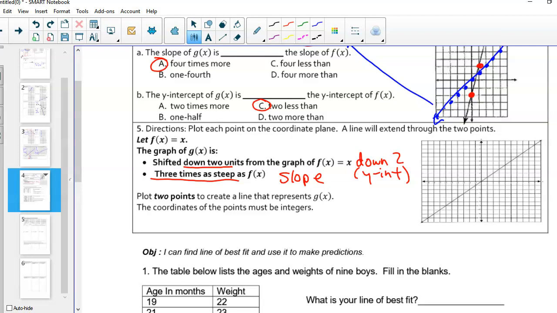Now, this only wants us to find 2 points. It doesn't actually want us to make a whole new line. So what would one of these points be as an ordered pair? 0, -2 would be your y-intercept. How would we find another point?